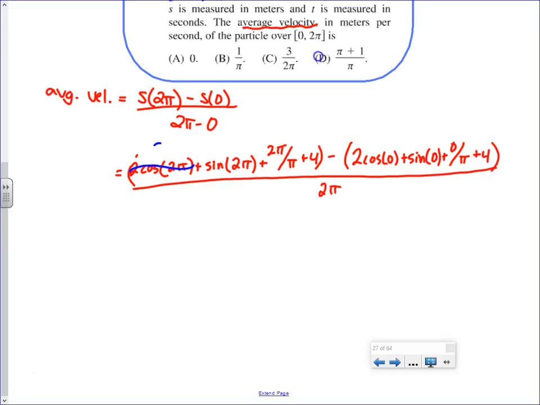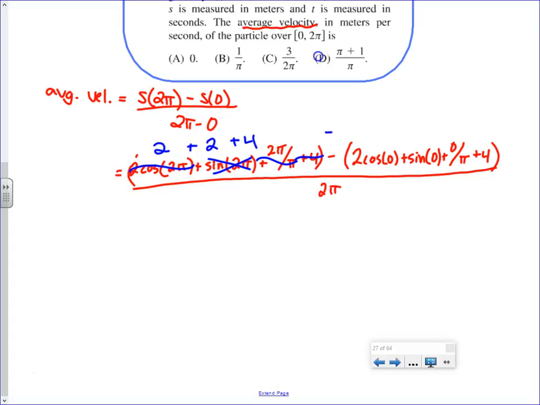1 times 2 is 2. What's sine of 2 pi? 0. That's 0, so let's just use 0. What's 2 pi over pi? 2. Oh, plus 4. Oh, these numbers are nicer than I thought.